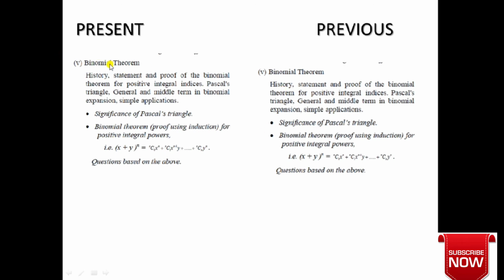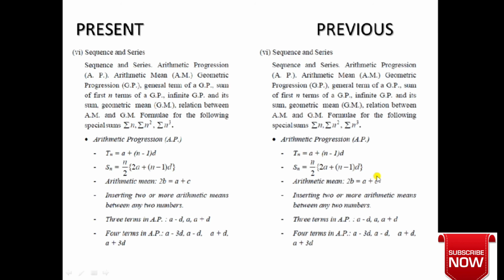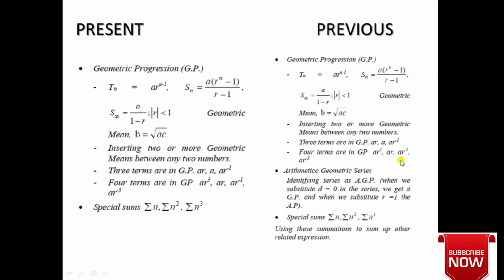Next we have binomial theorem. In binomial theorem, you can see that both the parts comprise the same syllabus. So there is no change in this part. You have to do the binomial theorem easily. Next we have sequence and series. The sequence and series part is also the same. There is no change in this part. Next we have geometric progression.